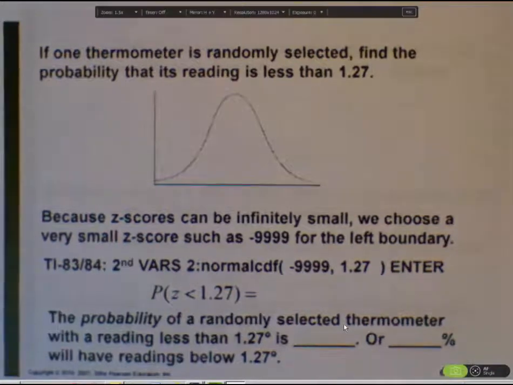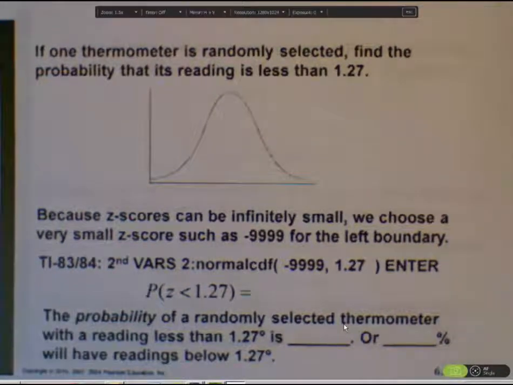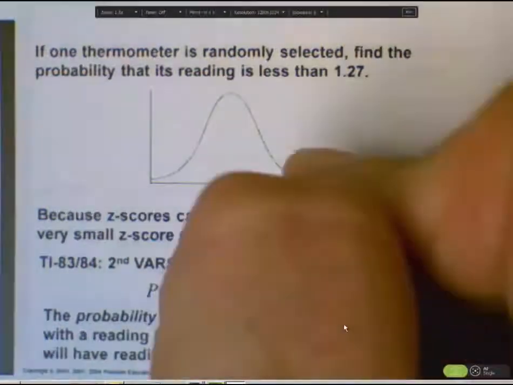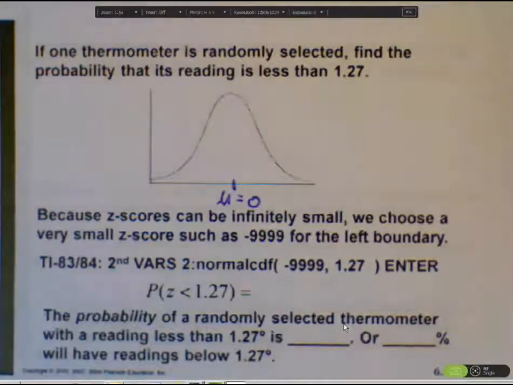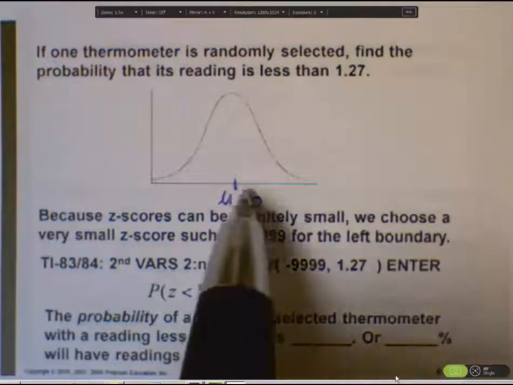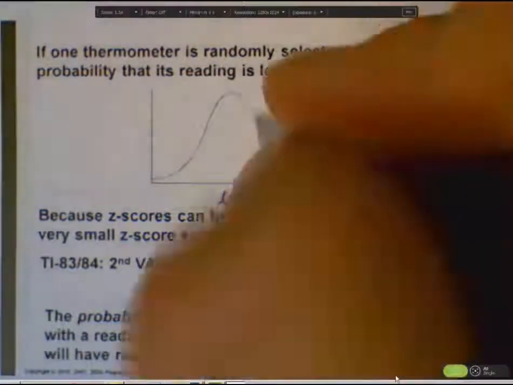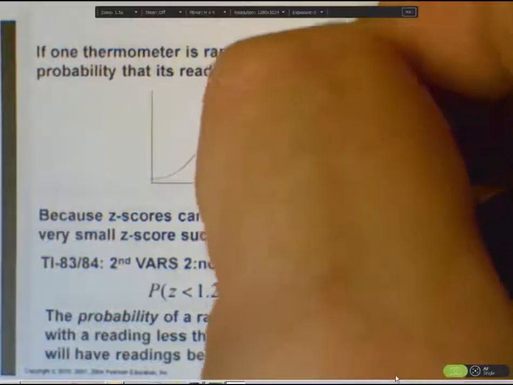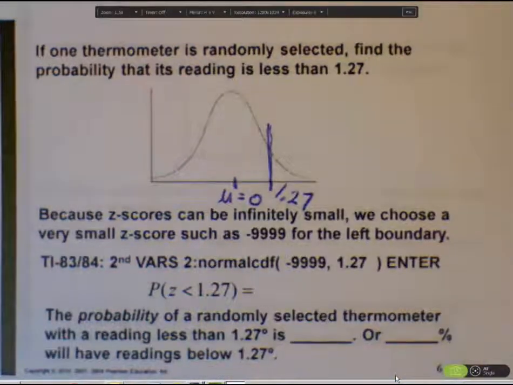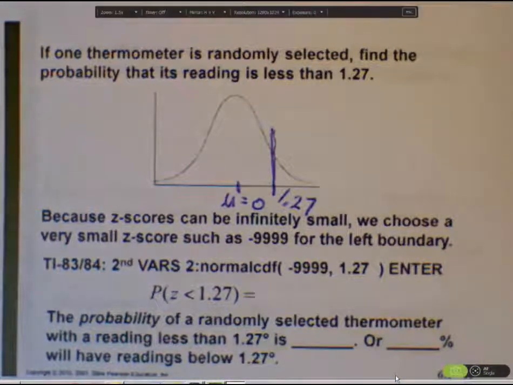What about finding the probability that an individual thermometer would have a reading less than 1.27? Well, again, the mean reading on all the thermometers at the freezing point of water is 0. I want the probability that a particular thermometer has a reading less than 1.27. To which side of 1.27 would the mean be? 1.27 is a little more than the mean, a little less than 1.5 standard deviations, a little more than just one standard deviation from the mean. And we want the probability that a thermometer has a reading that's less than that.